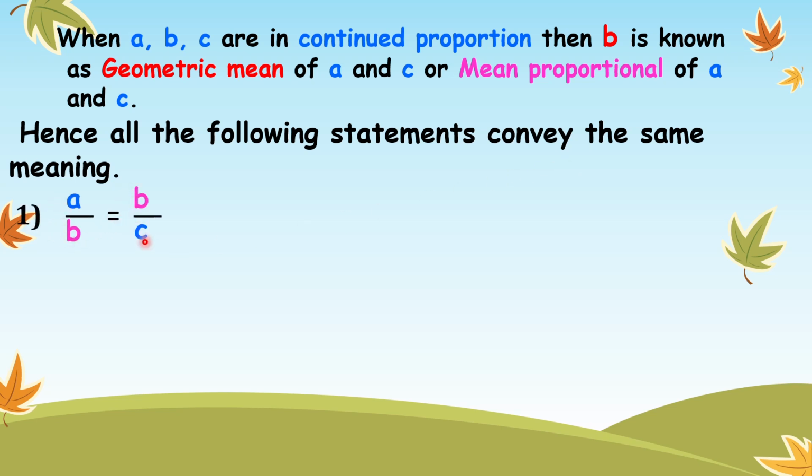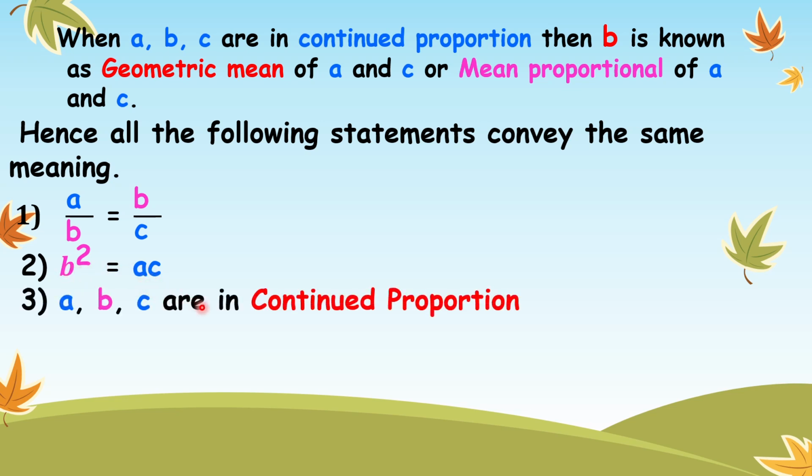If A upon B is equal to B upon C, then we say that A, B, C are in continued proportion, or if we take cross multiplication, we will get B into B means B square is equal to A into C. तिरपा गुणाकार केला की आपल्याला हे मिळणार आहे. दोन्हीचा मीनिंग एकच आहे. Now, if B square is equal to AC, then we say that A, B, C are in continued proportion, or if A, B, C are in continued proportion, then A upon B is equal to B upon C, or if you take cross multiplication, we will get B square is equal to AC.